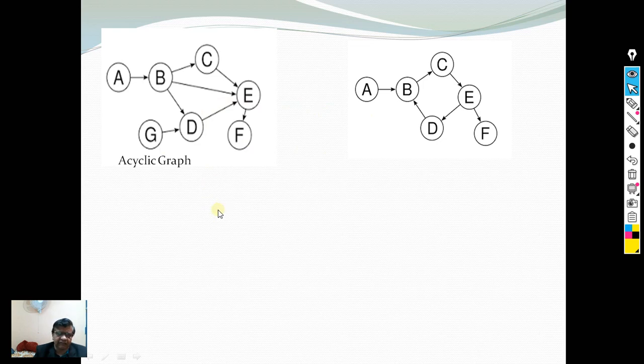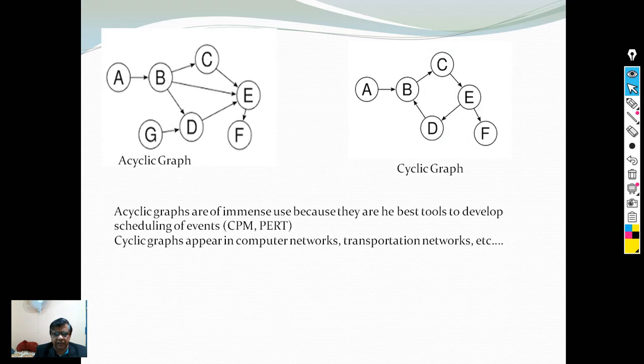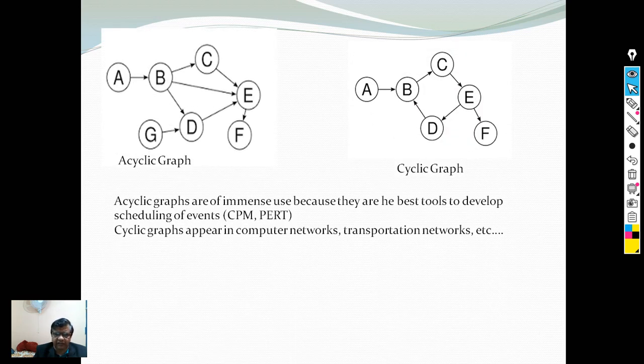An acyclic graph is used to represent some kind of scheduling of tasks or events, say CPM and PERT. Acyclic graphs are of immense use because they are the best tools to develop scheduling of events like CPM, critical path method, and program evaluation and review technique that you would have studied in operations research. They are the event planning exercises.